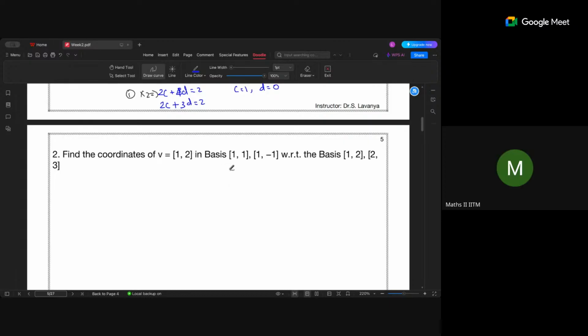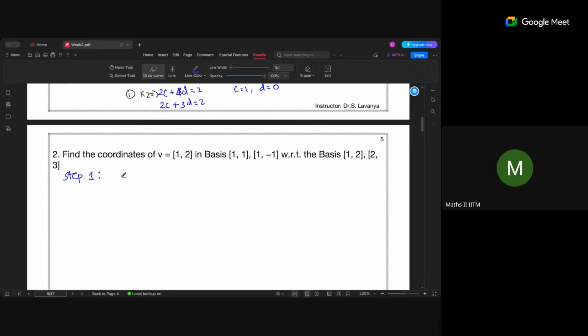Now v is equal to 1 comma 2 is not in the canonical basis, it's already in some different basis. So we have an extra step. First we need to find what the actual v is in the canonical basis, then from that we need to again find the coordinates in this basis. So there are two steps. What is step 1? First write the vector in the canonical basis.